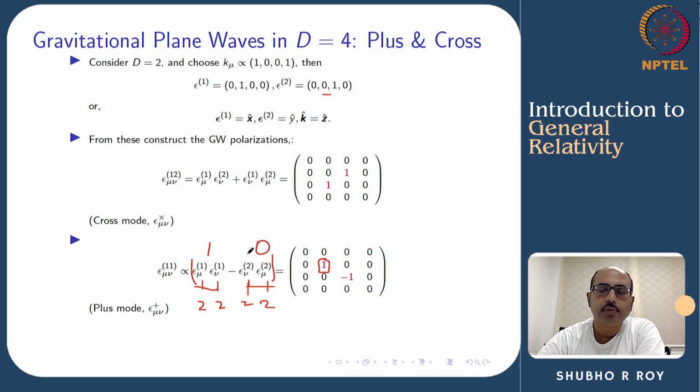Alright. So please, again, check yourself that this matrix is indeed what you get. And this is diagonal, except the diagonal values are 1 and minus 1. This is called the plus mode, for reasons which will become obvious momentarily.